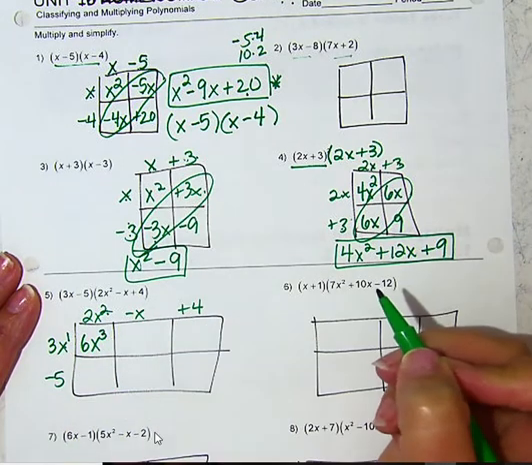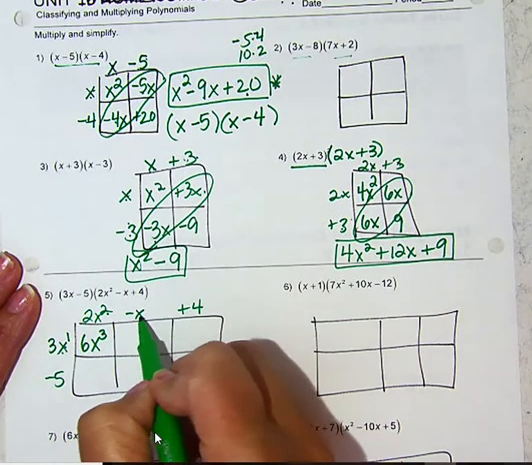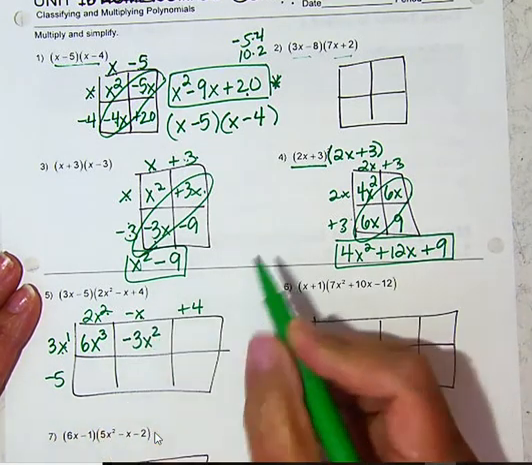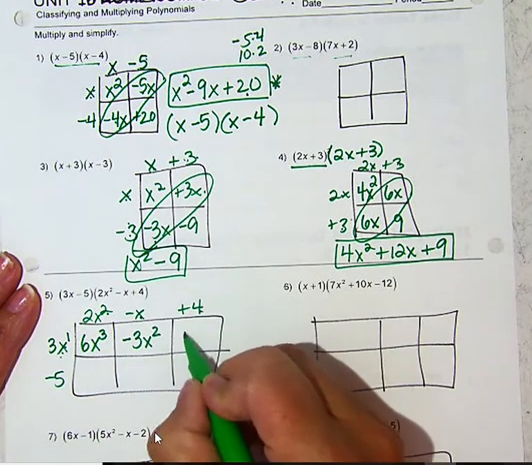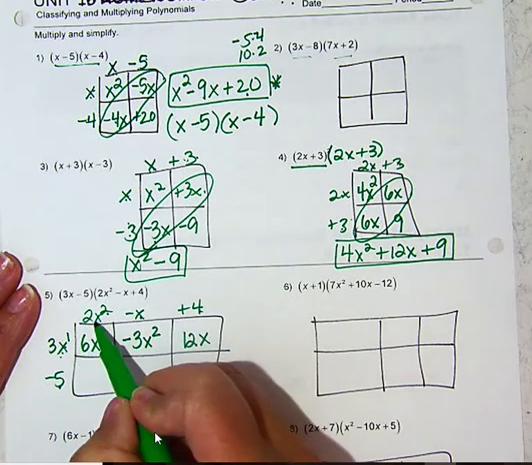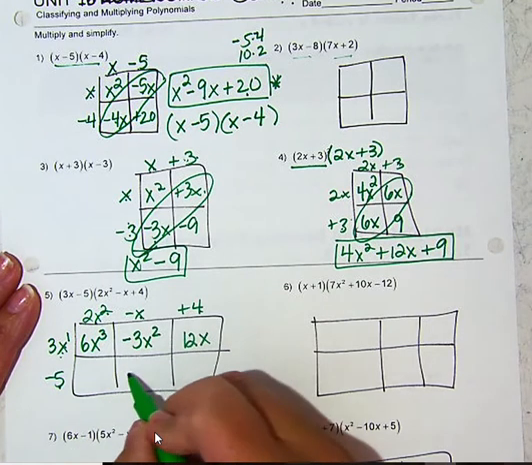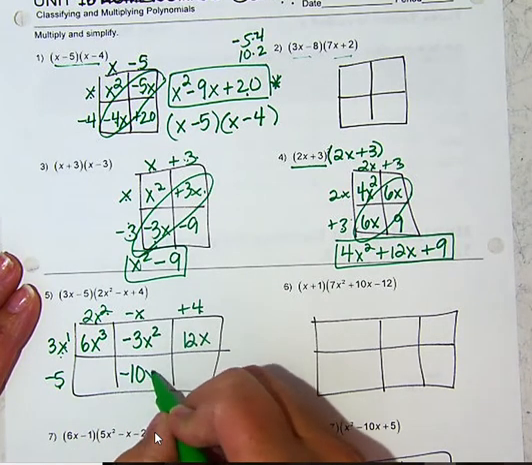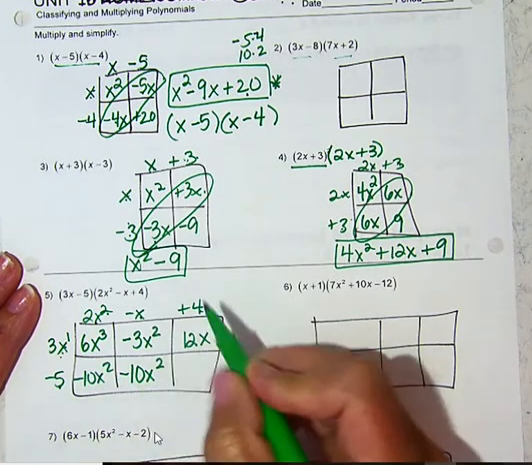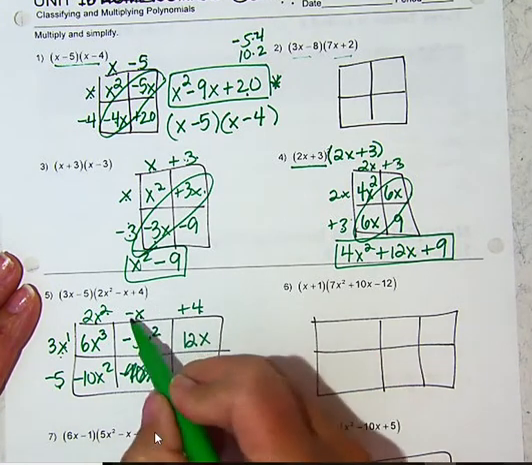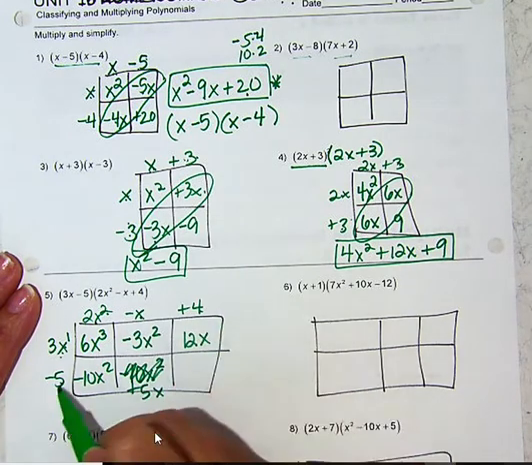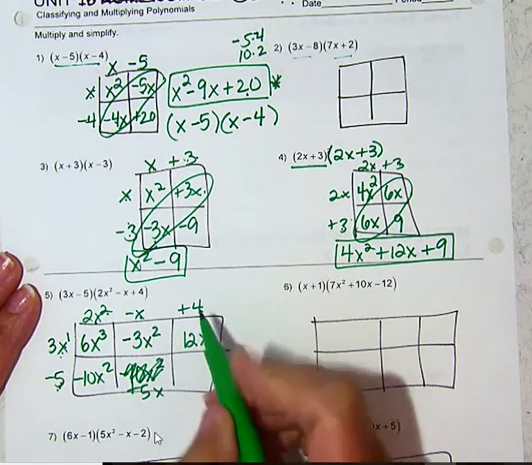Okay, so this one is an x to the 1 times an x to the 2, which is x to the 3rd. Okay, and then 3x times negative x is negative 3x squared, and 3x times 4 is a positive 12x. Negative 5 times 2x squared is a negative 10x squared. I'll put it over here. And then negative x and negative 5 is a positive 5x, and then a negative 5 and a positive 4 is a negative 20.